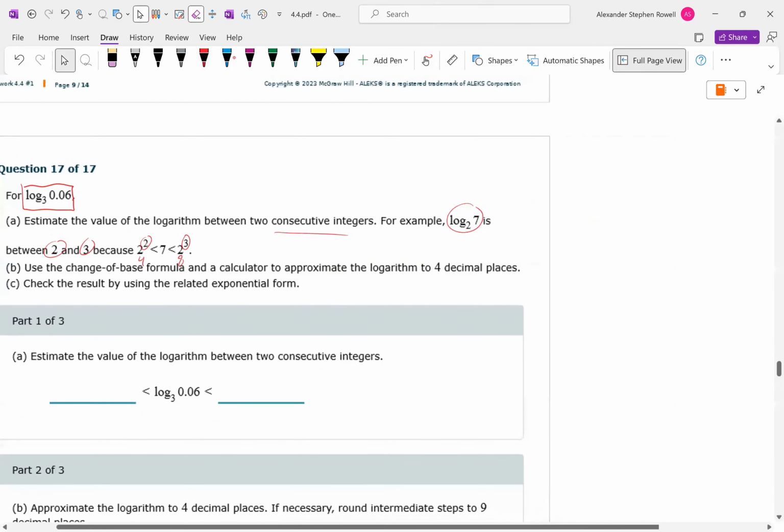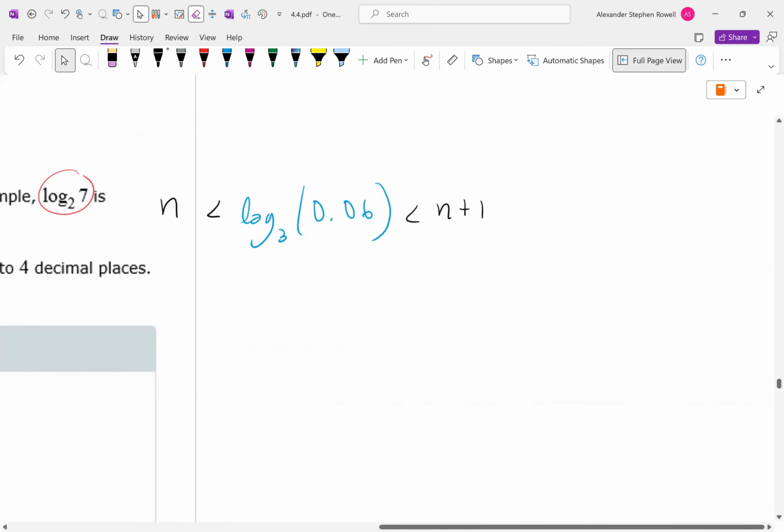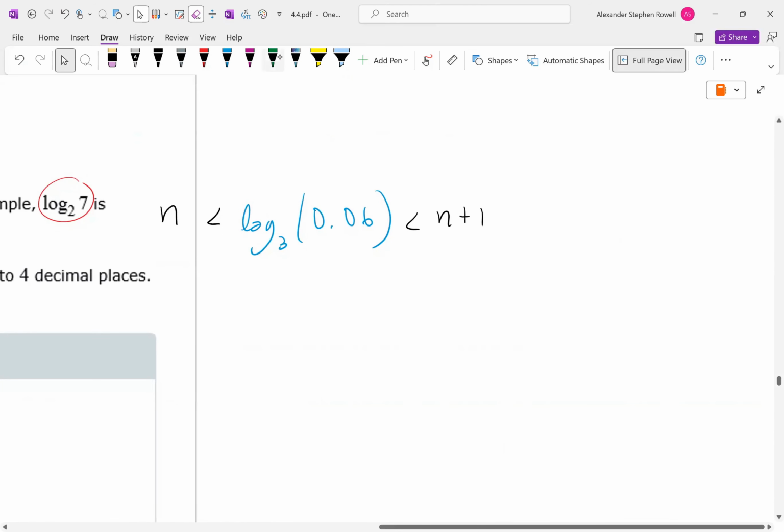What I'm going to do here is write this number, log base 3 of 0.06, and I want to find which numbers it is between, n and n plus 1. Remember that trick I said you can do that you don't like? We're going to use that trick.